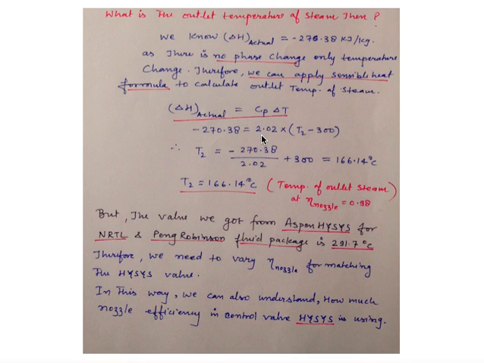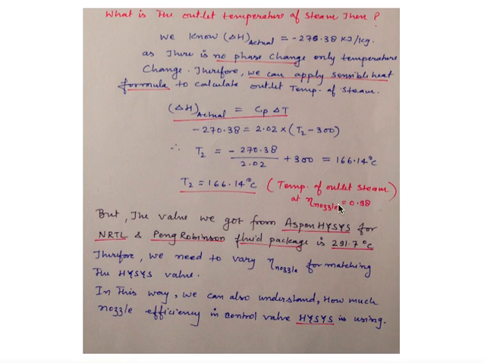We can take it from HYSYS or calculate it from the data book, which comes 2.02, and delta T is T2 minus T1. So T1 is about 300 degrees centigrade at 10 bar. From here we can calculate T2, which is 166.14 degrees centigrade, lower than the 300 degrees centigrade inlet condition. So this outlet steam temperature is at no orifice or nozzle efficiency.